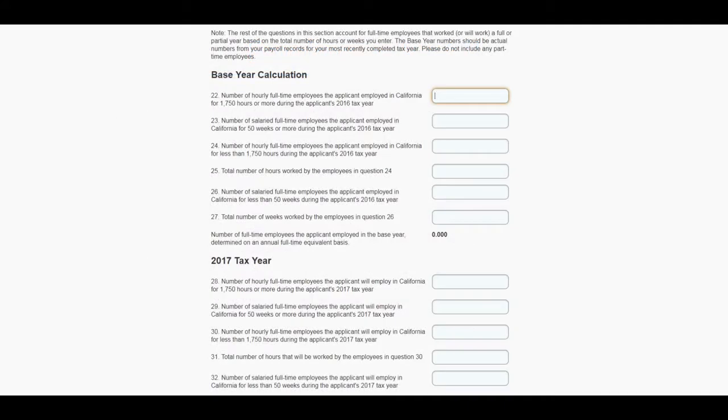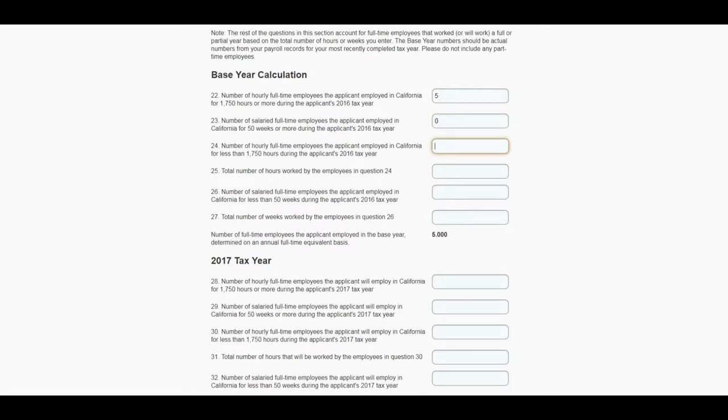Once Widget separates its full-time employees from the previous year into the 4 categories, it can now fill out the base year. Widget had 5 hourly full-time employees in 2016, all of whom worked at least 1,750 hours, so Widget enters 5 into question 22. Widget did not have any salaried full-time employees, so it enters 0 into question 23.